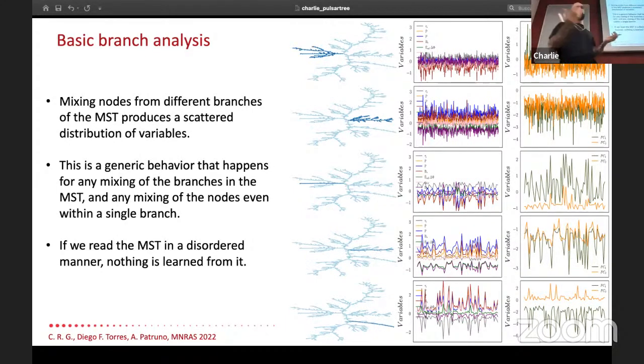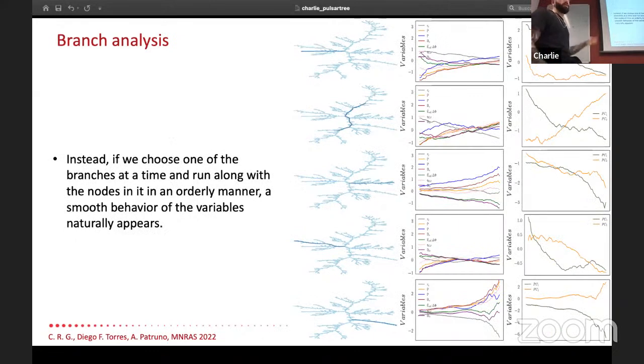You obtain scatter plots. You cannot read anything if you take groups in a random way, or sequences of nodes in a random way. But it's not the same when you do the same process, taking the same sequence of nodes, but following the order of the nodes that the MST offers. You see this plot. The smooth behavior is amazing. This is a way to show that the MST is telling us something, because when you do the same in a random way, you cannot read anything, but when you read the same sequences of nodes in an ordered manner, you see this.